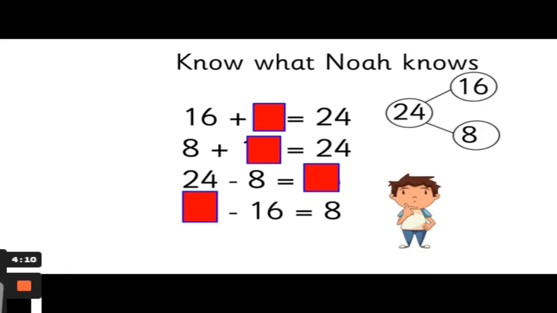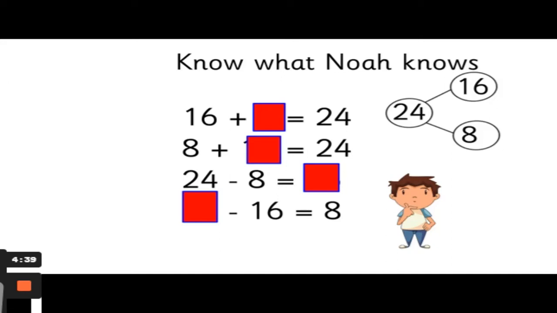He has got a part whole model too, but his looks slightly different to Bo's. One of the parts is 8, the other part is 16, and the whole is 24. So if I know that 8 add 6 equals 14, then I know that 8 add 16 equals 24. We're adding another 10. Let's use that part whole model to help us answer the number sentences, because we can see here that some of the numbers are missing.